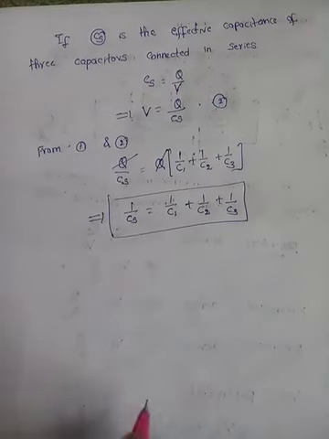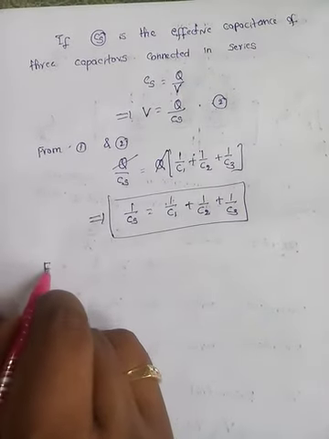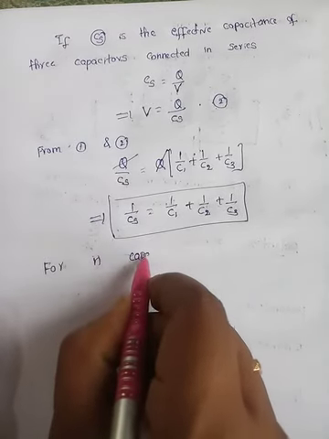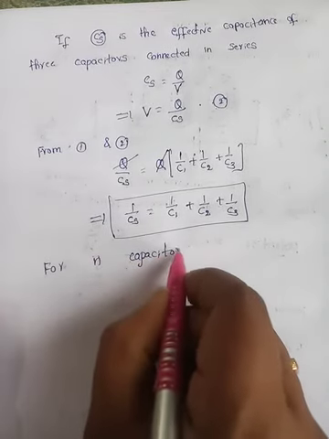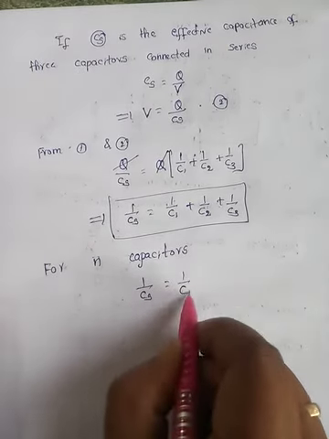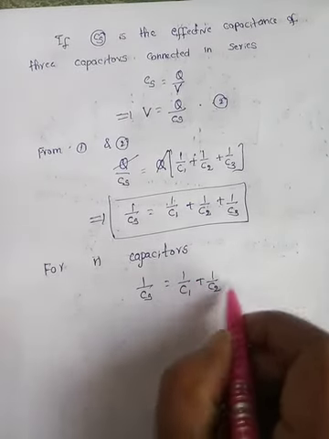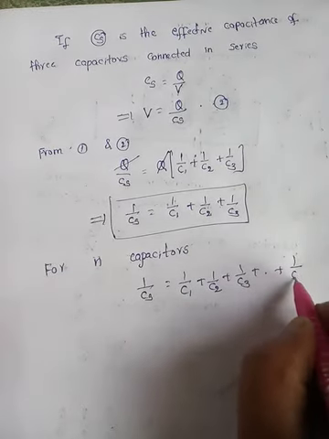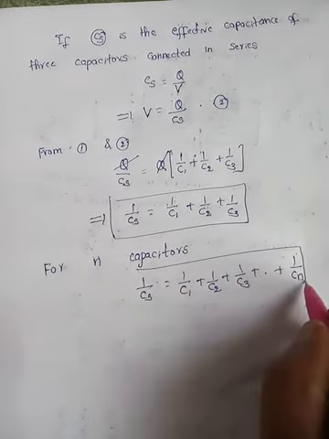For example, you have connected 4 capacitors or someone connected 5 capacitors. For n capacitors, you can connect as many as you like. Then the formula becomes 1 by CS is equal to 1 by C1 plus 1 by C2 plus 1 by C3 plus and so on, 1 by Cn.